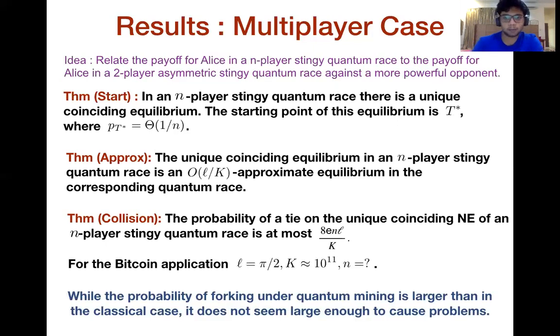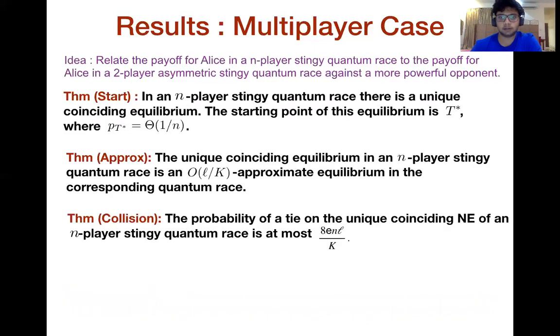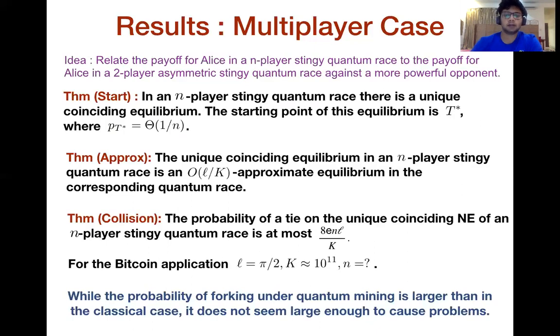So lastly, if we plug in the Bitcoin parameters, L is pi over 2, K is 10 to the power of 11, and N, which is the number of players, is a bit of an unknown, but probably it's believed to be in thousands or at most a million. But regardless, that still makes this probability of collision still very low.